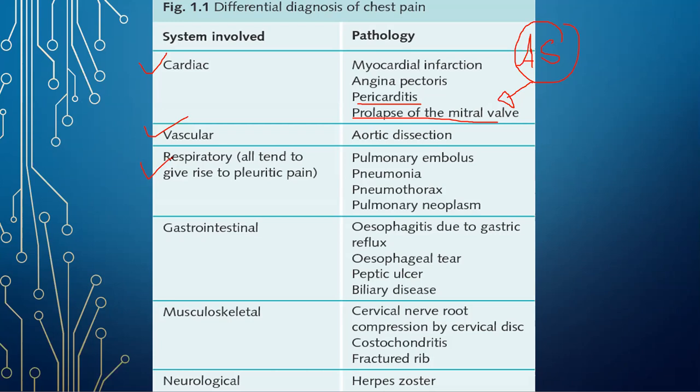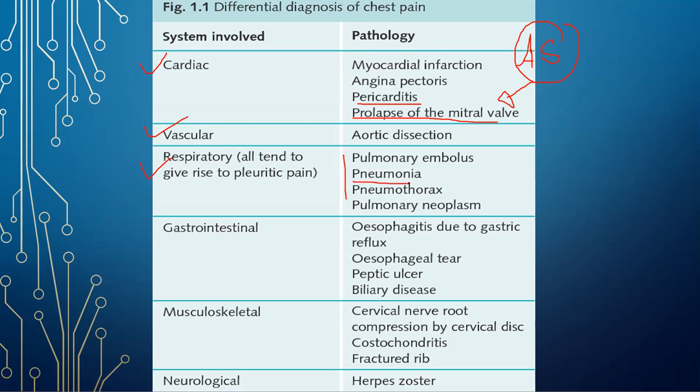Then comes the respiratory system. You have pulmonary embolism, pneumonia, pneumothorax. These are the main causes of chest pain. Pneumothorax, obviously, is usually a young patient coming to you with a sudden onset of shortness of breath with chest pain. That's most of the time pneumothorax, and they will give you an X-ray to find that out.